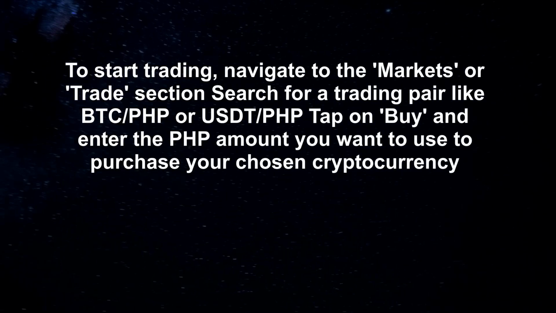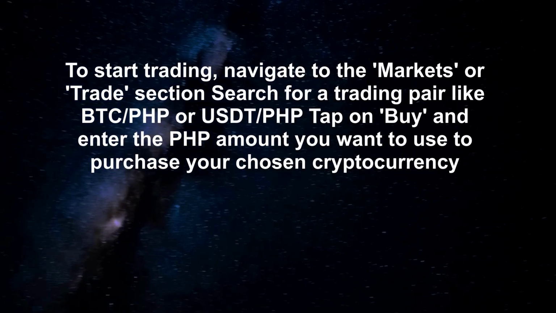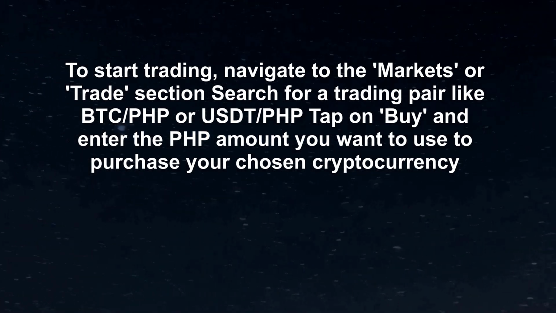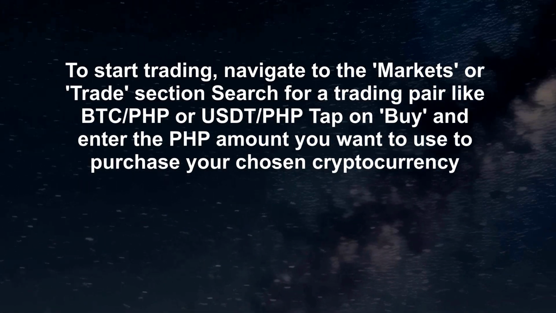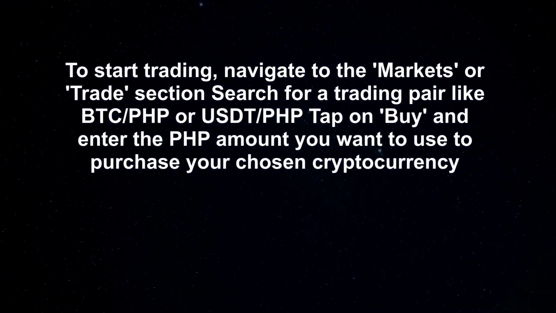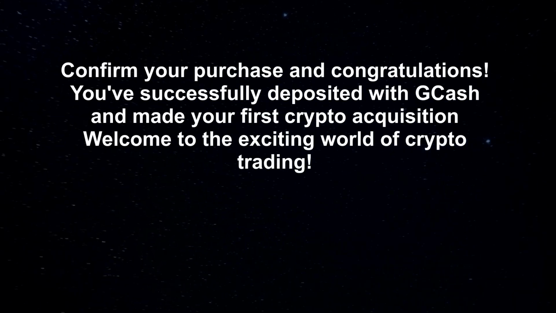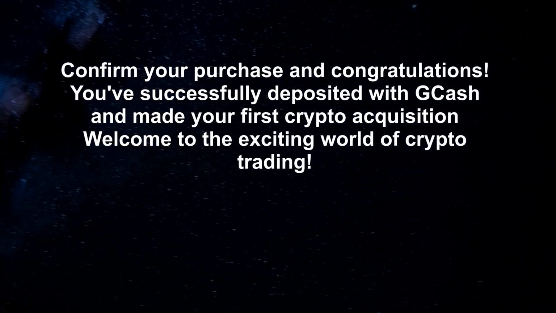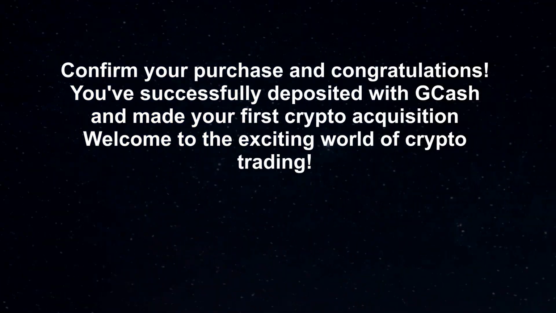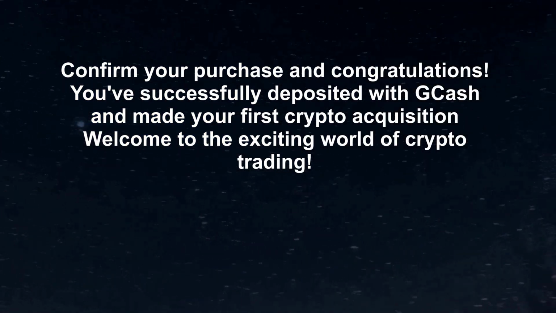To start trading, navigate to the Markets or Trade section. Search for a trading pair like BTC/PHP or USDT/PHP, tap on Buy and enter the PHP amount you want to use to purchase your chosen cryptocurrency. Confirm your purchase and congratulations! You've successfully deposited with GCash and made your first crypto acquisition. Welcome to the exciting world of crypto trading.